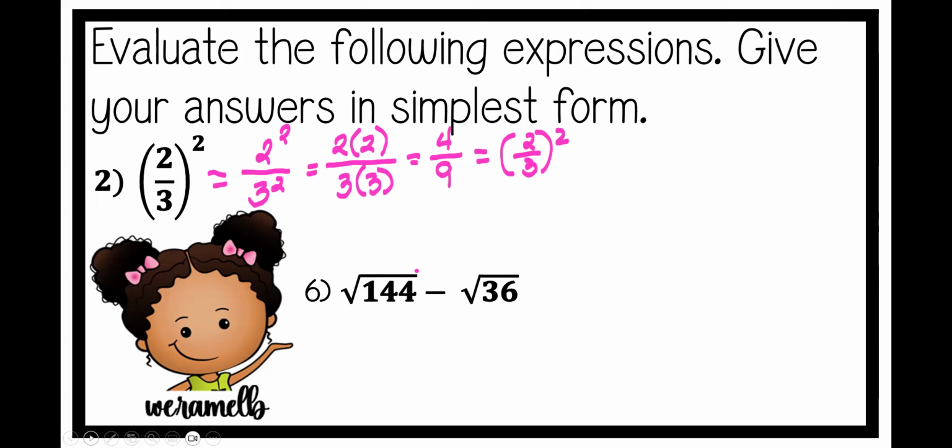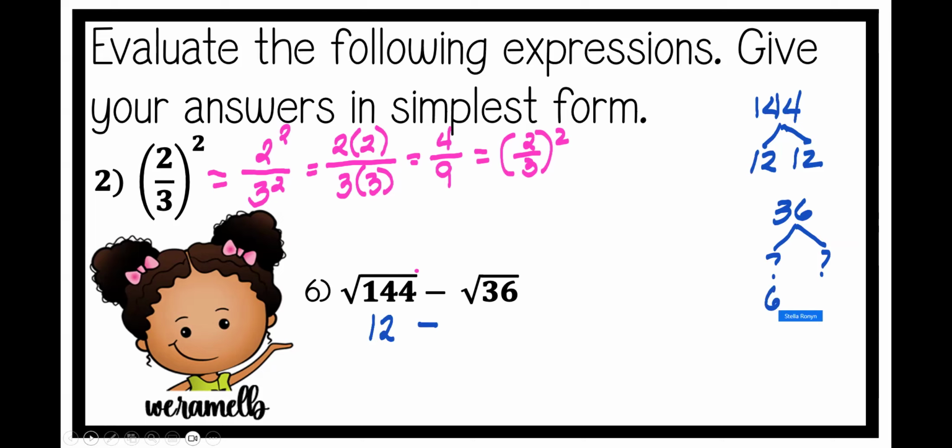Let us see number 6: the square root of 144 minus the square root of 36. Let us start with, what is the square root of 144? What two numbers should I multiply by itself to give me 144? And that is 12. So the square root of 144 is 12. Minus, what is the square root of 36? What two numbers should I multiply by itself so that I can get 36? 6 times 6. So this is 6.